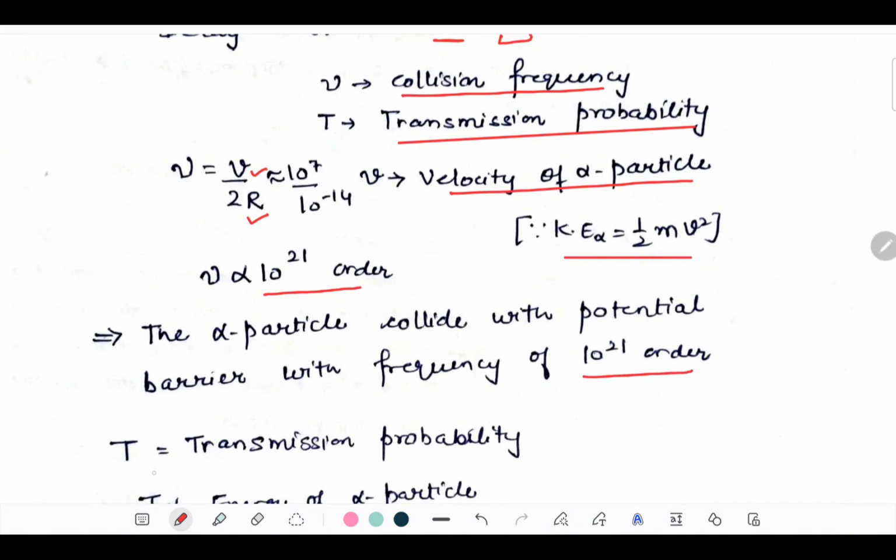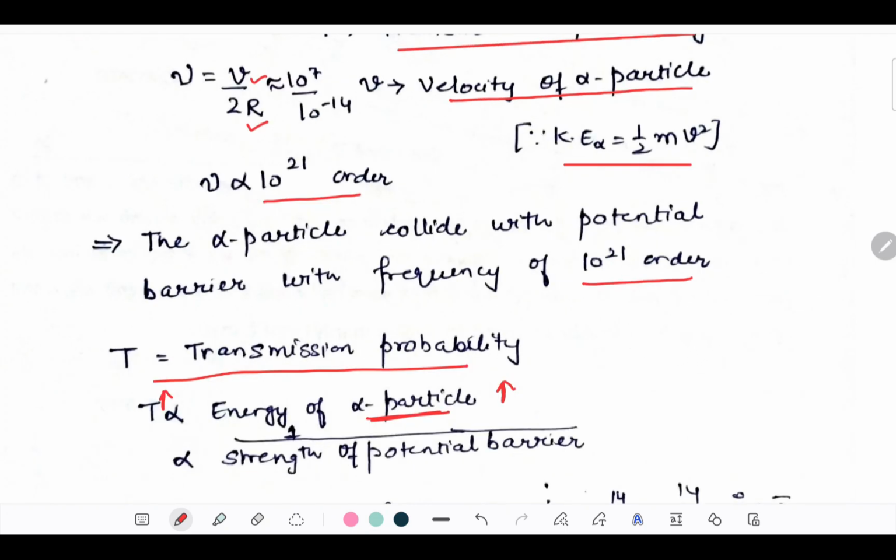Now t is the transmission probability, and the transmission probability is inversely proportional to the strength of the potential barrier. Let's suppose this is a potential barrier and this is our alpha particle. If the height of the potential barrier is much higher, then the transmission probability of the alpha particle will be very small. So transmission probability depends on two factors: the energy of the alpha particle, and the strength of the potential barrier. If the strength of the potential barrier increases, the transmission probability starts decreasing.